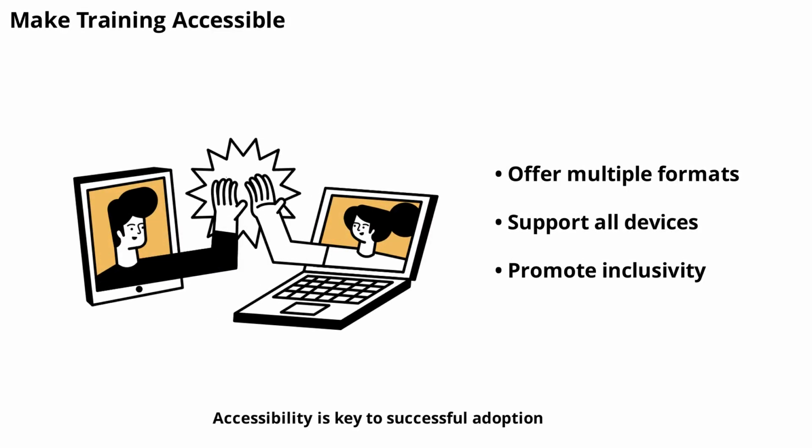Accessibility is key to successful adoption. Ensure training materials are available in multiple formats and languages, and that they're easy to access from any device. This inclusivity ensures all users can participate fully, regardless of their location or abilities.